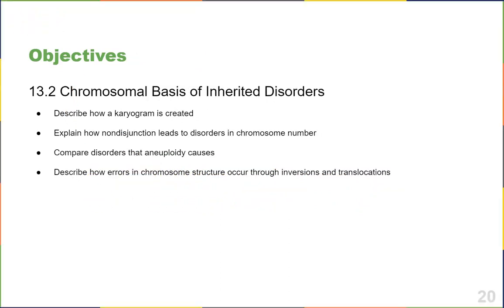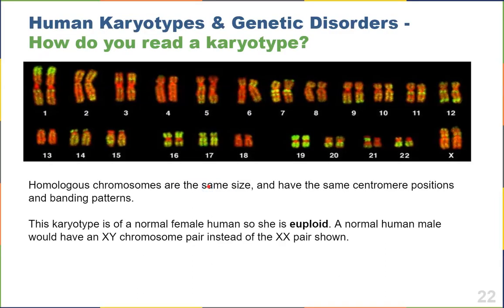Okay, so 13.2, we're going to talk about inherited disorders and how they relate to chromosomes. We'll talk about how a karyogram is created. We'll talk about what a karyogram is as well. Nondisjunction, how that happens. We'll compare disorders in aneuploidy cases, and we'll talk about how euploidy cases and disorders can occur as well. So a karyotype is a snapshot of your chromosomes.